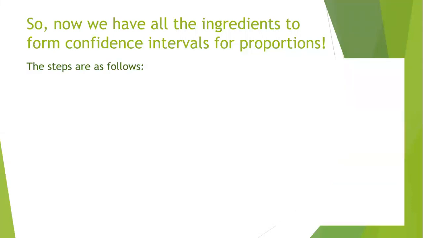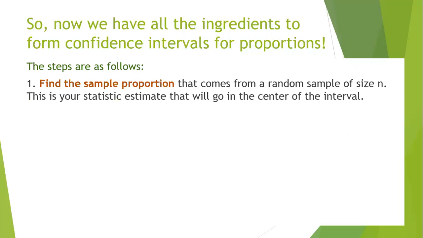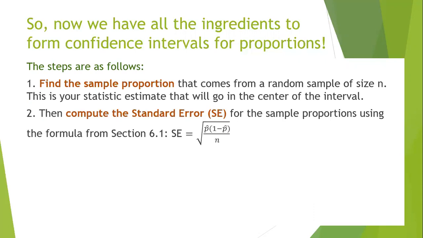What are the steps? First, find the sample proportion that comes from a random sample of size n. That is your statistic estimate that will end up going in the center of your confidence interval. Next, compute the standard error for the sample proportions using the formula. Standard error is the square root of sample proportion times 1 minus sample proportion divided by sample size.